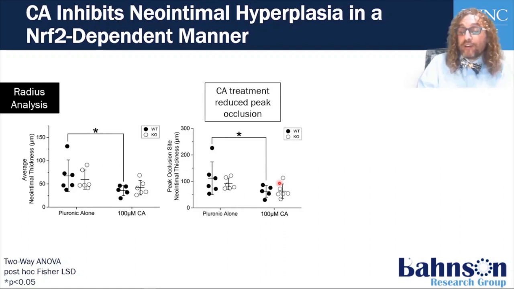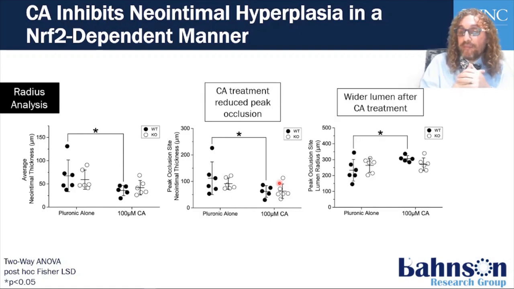Moreover, another very important parameter is the radius of the lumen, that if your treatment of interest works, should keep a bigger and more patent lumen. So here we are looking at an increase in lumen radius, and that only is observed in wild-type animals treated with Cinnamic aldehyde.